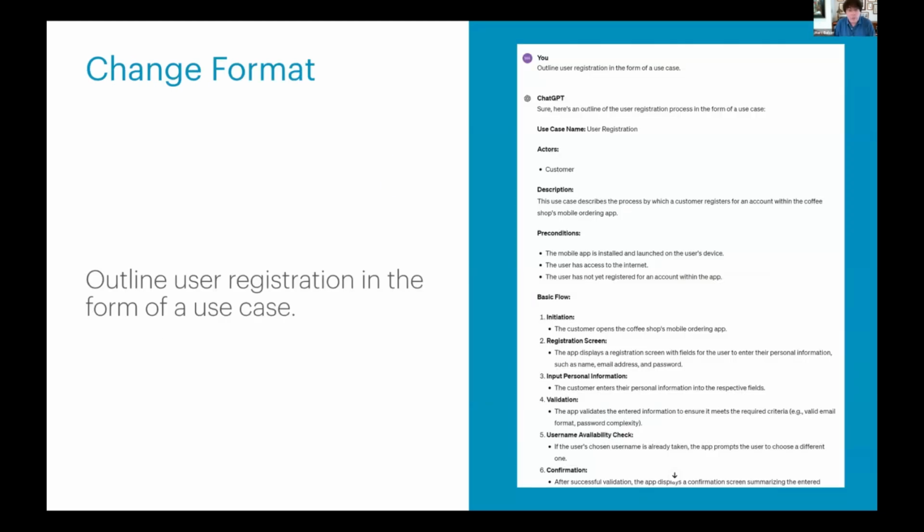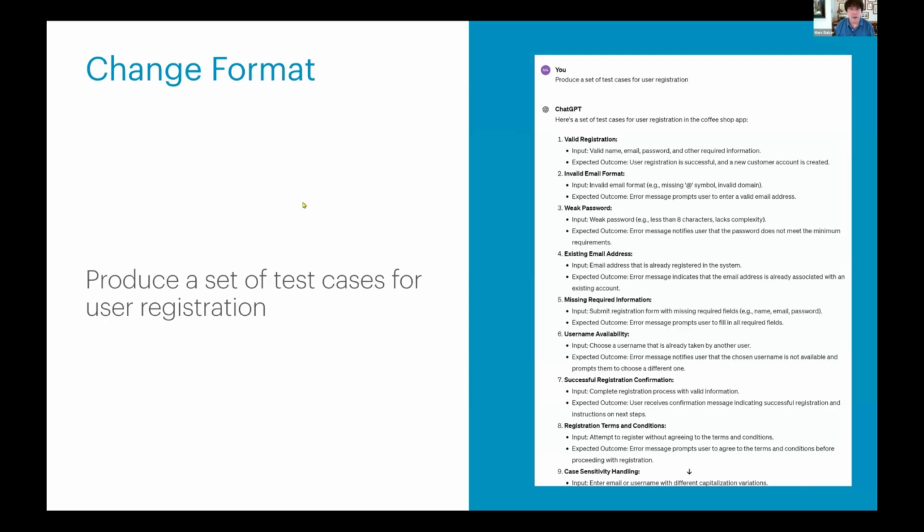Okay, let's outline user registration in the form of a use case. Again, this is what agents are really good at doing, is changing up the format. So I can review that. Use cases are close to test cases. Again, promoting another dimension of what we can do with our AI agent. Give me a list of test cases, right?